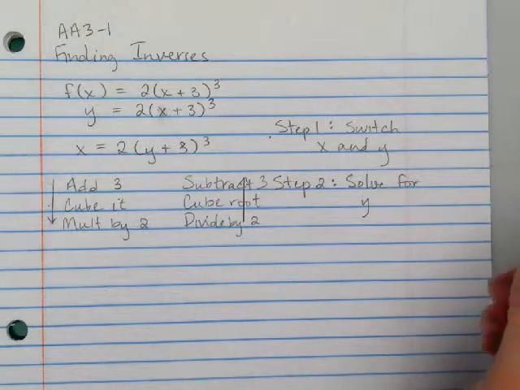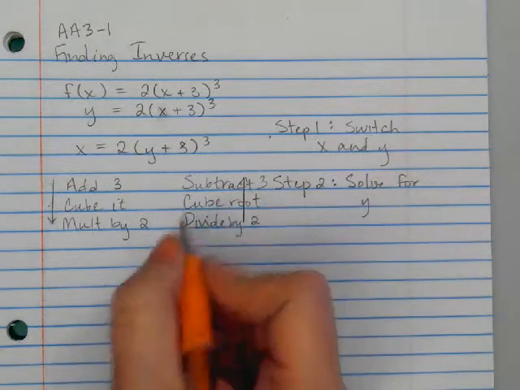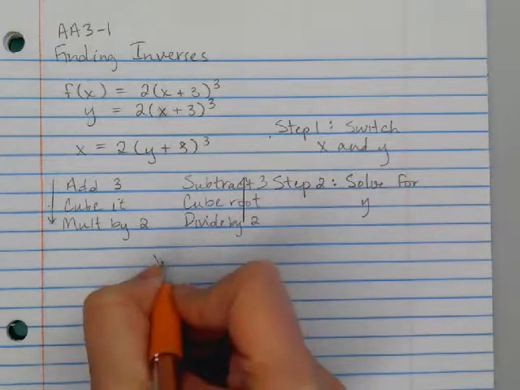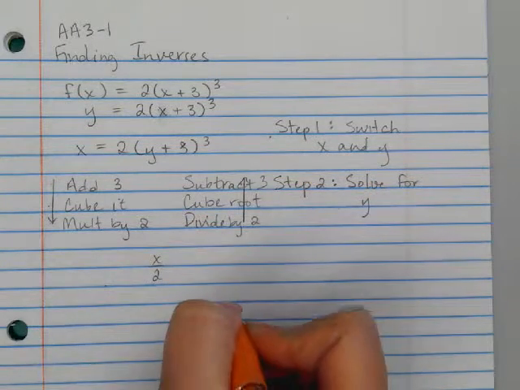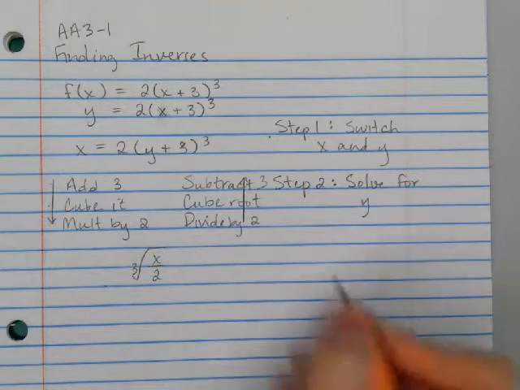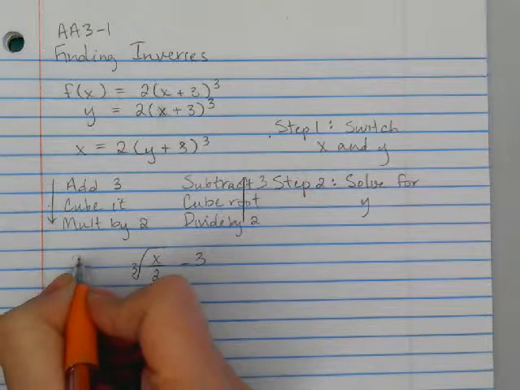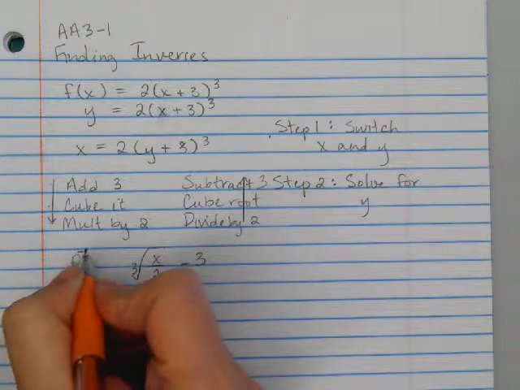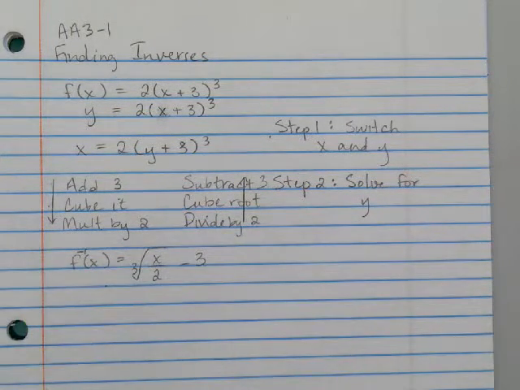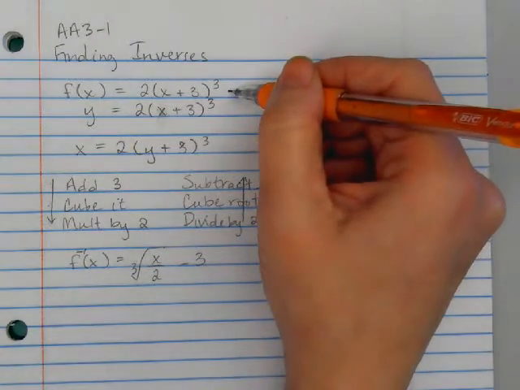And that would be my inverse of my function. So this is my original function, f of x equals 2 times x plus 3 cubed. My inverse function is the cube root of x over 2 minus 3. Make sure that your cube root goes over the entire fraction x over 2, not just the top. This looks like an exponent of negative 1, that's the notation for the inverse.